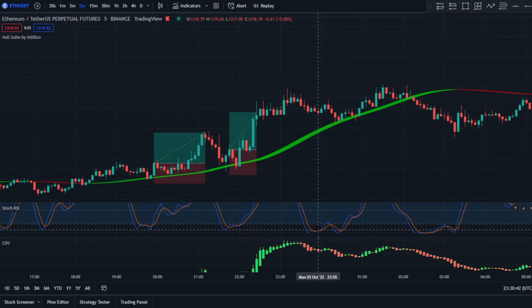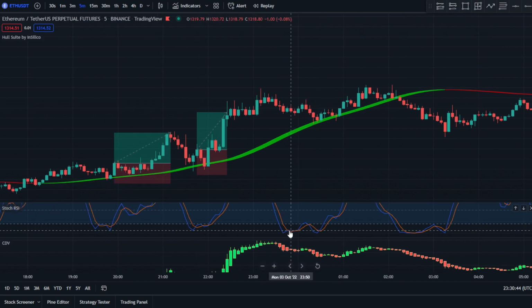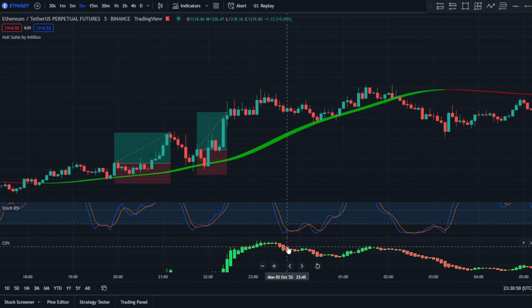You can see here we have a crossover of the blue line over the orange line, but this is not really a crossover because they're converging. And next, you can see on the CDV indicator it is red in color, which means there are sellers in the market, and likely you want to avoid this trade.